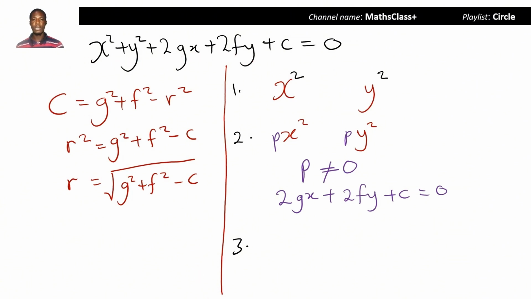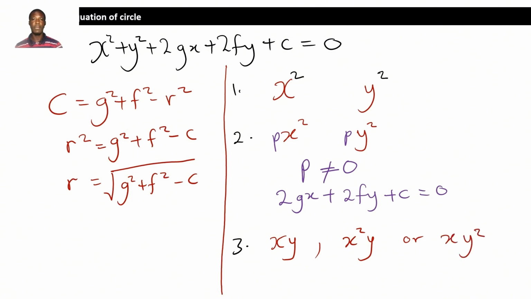So that is the next thing to note. For the equation of a circle, we will not have anything like xy. We will also not have anything like x squared y or x y squared. We don't have them in the equation of a circle. So let's take note.